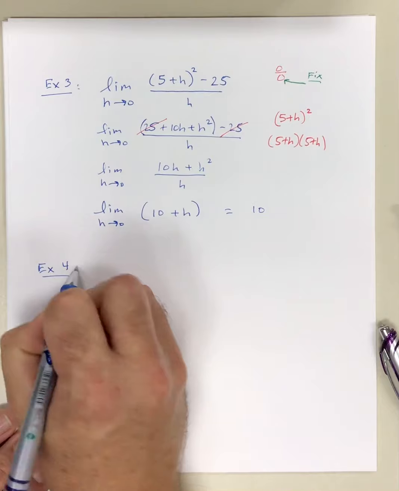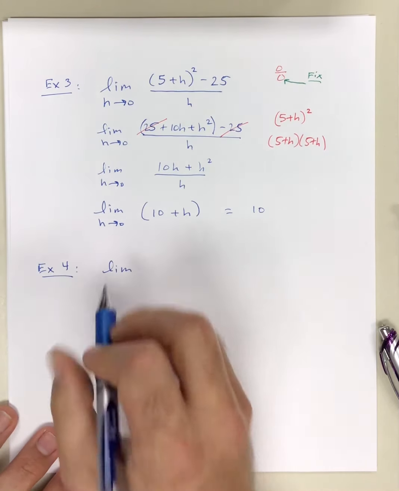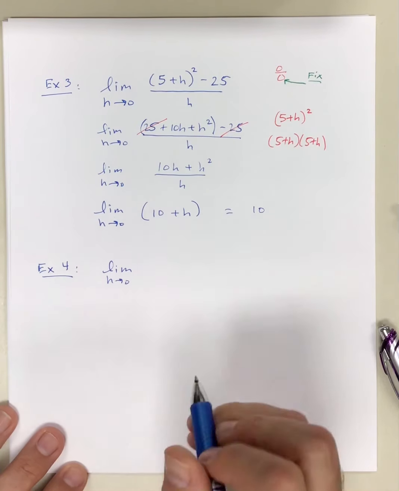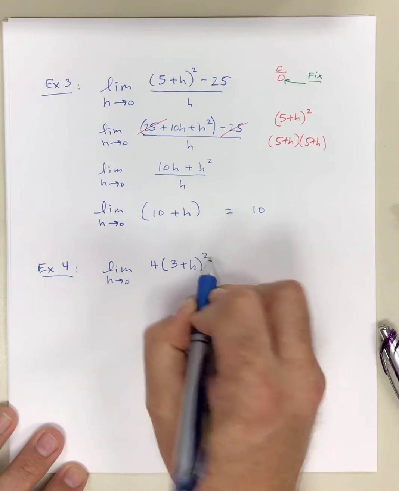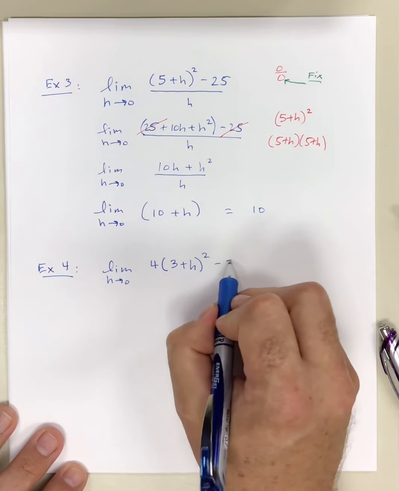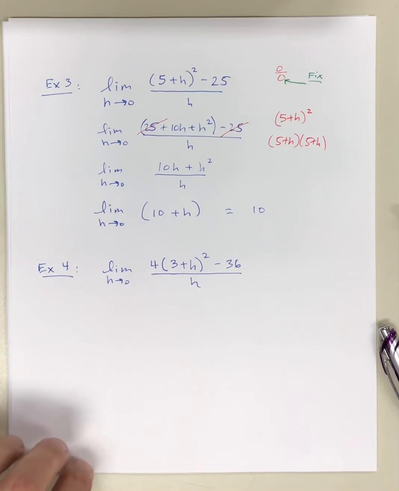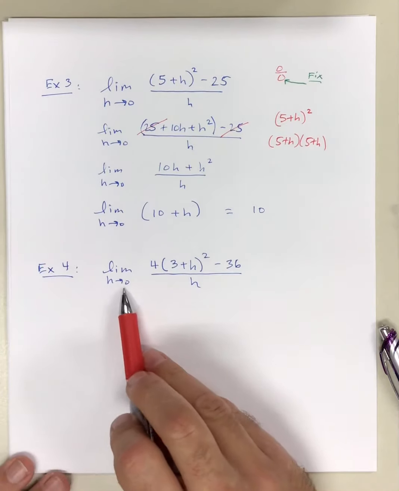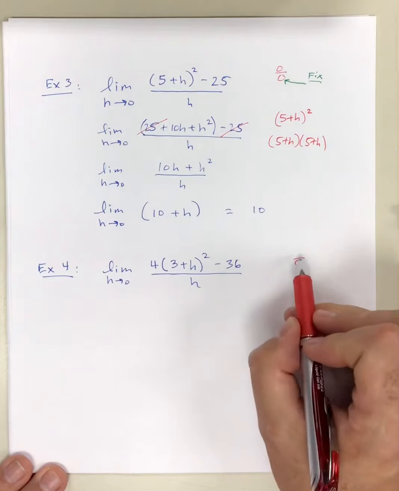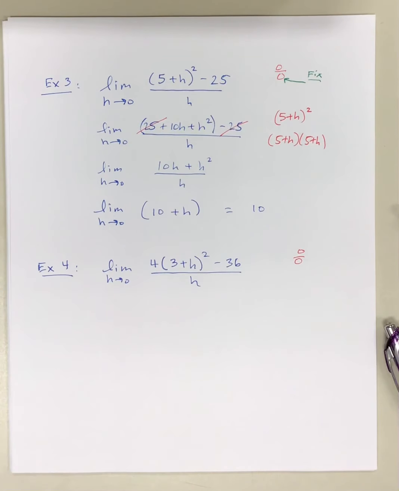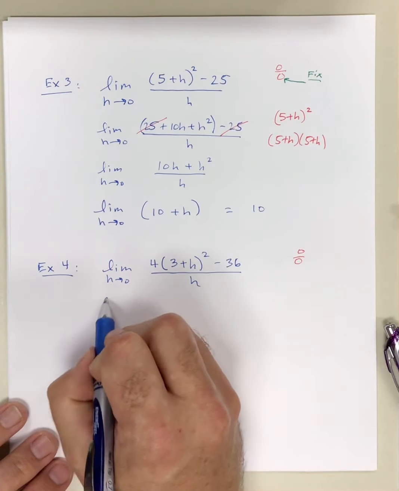Let's look at one more example that's a little bit involved. If you're feeling like you did pretty well on that last one, you might want to pause the video and try this one on your own, and then you can check your work along the way. So this time I'm going to put a coefficient of 4 on this expression: 4 times (3 plus h) squared minus 36, all over h. And it's a good exercise for you to verify that if you plugged in 0 for h, both the numerator and the denominator again return 0 over 0. We've got this problem. We're going to fix it in pretty much the same way.